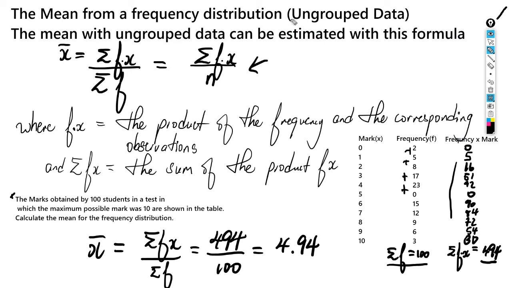In any case with ungrouped data, this is how you're going to do it. You have to multiply the mark by the frequency, and you have to draw another table. So usually you have 2 tables. In this case, you have three tables, and you have to add the frequency and add the frequency multiplied by the mark. All right, guys?